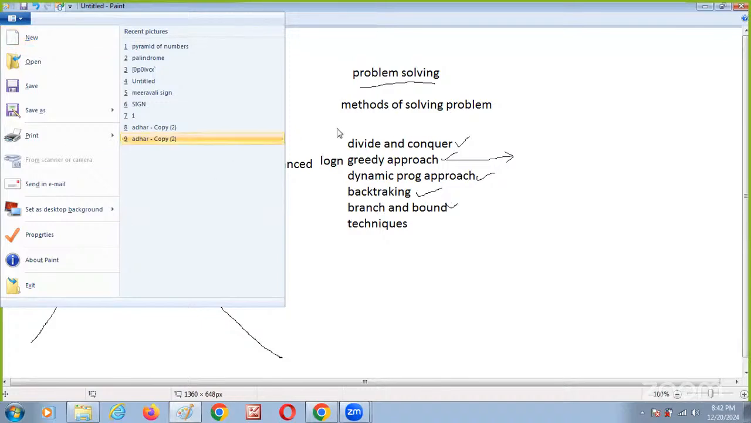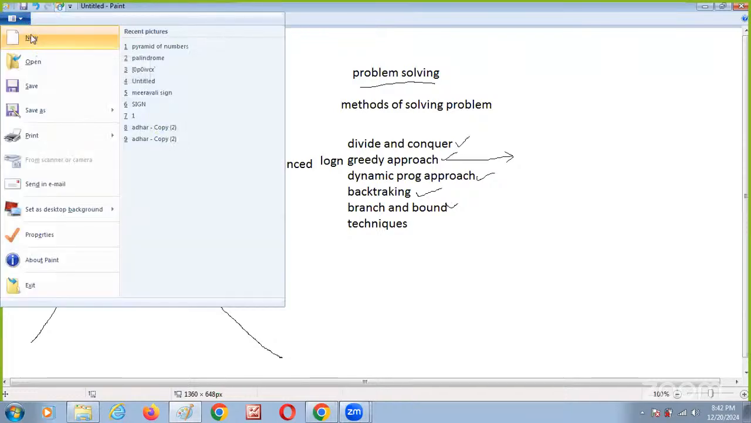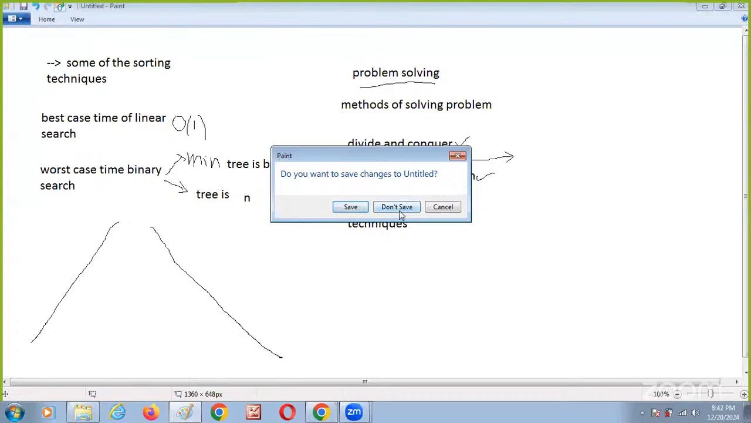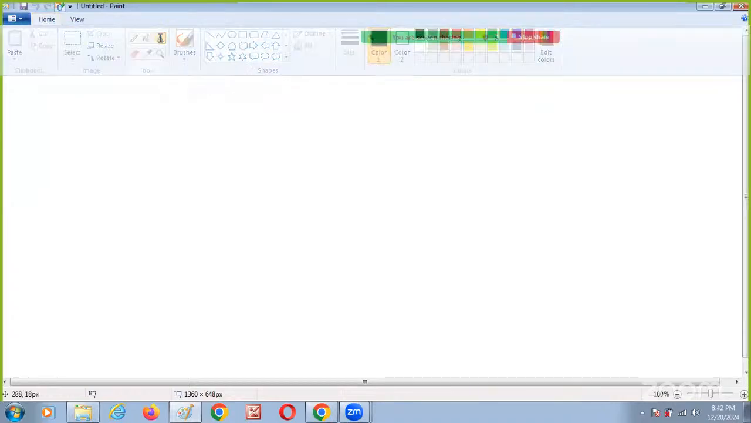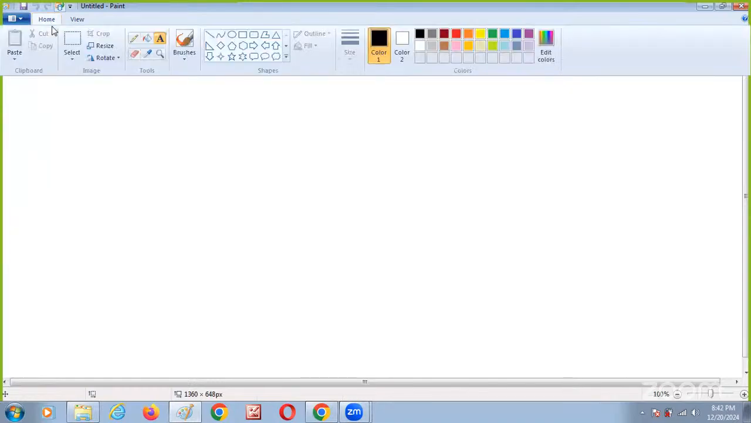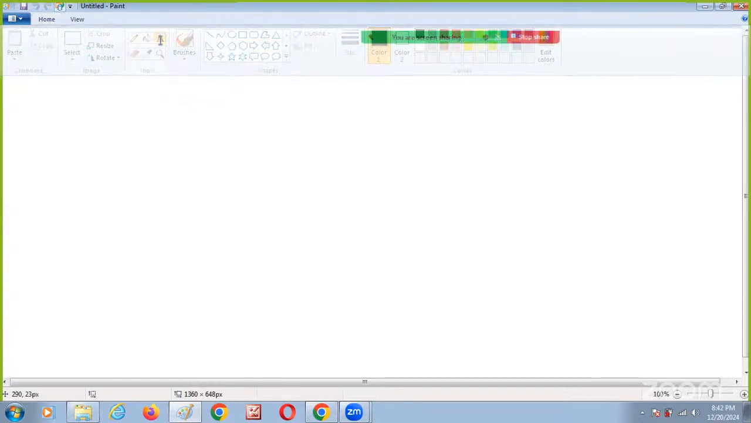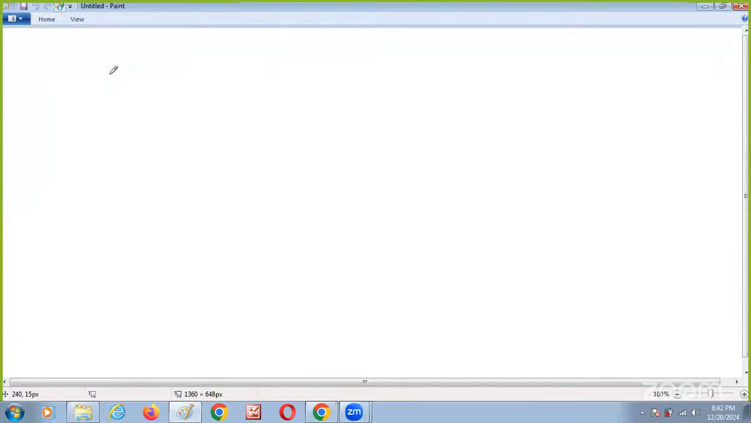One of the popular algorithm types is sorting. Searching is where we look for some particular item. Sorting means simply arranging either in increasing order or decreasing order, based on our requirement. In general, we do increasing order for all the sorting algorithms.